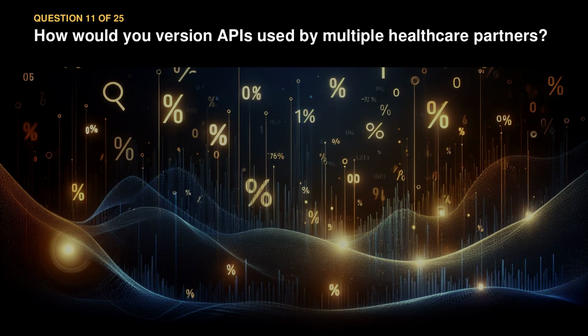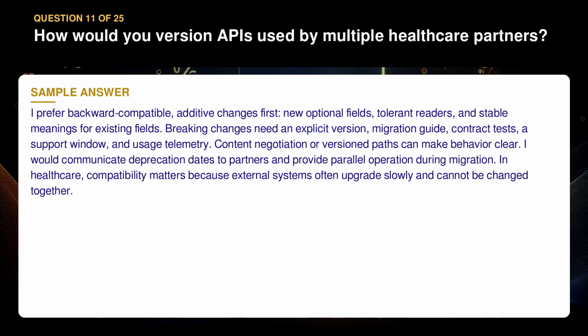Question 11. How would you version APIs used by multiple healthcare partners? I prefer backward compatible, additive changes first, new optional fields, tolerant readers, and stable meanings for existing fields. Breaking changes need an explicit version, migration guide, contract tests, a support window, and usage telemetry. Content negotiation or versioned paths can make behavior clear. I would communicate deprecation dates to partners and provide parallel operation during migration.